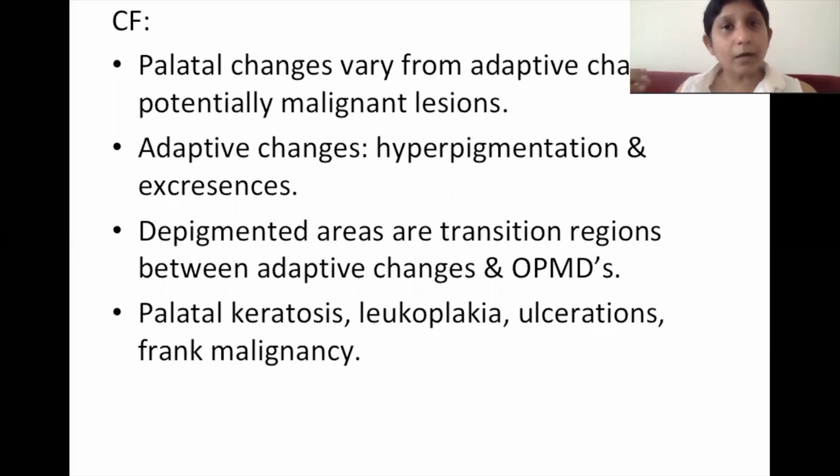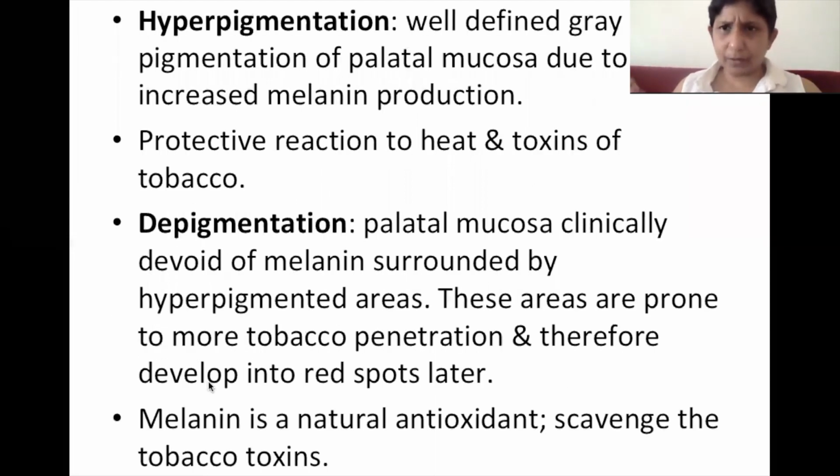So there'll be areas of depigmentation. The body's initial reaction will be pigmentation, and the next reaction will be depigmentation. Initially it will increase the amount of melanin, and then it will reduce the amount of melanin. So you will see areas which are white in color, and areas which are dark black with melanin. The other things you'll find are palatal keratosis, a lot of white areas, palatal thick keratosis as you saw in the picture. You might find leukoplakic areas, ulcerations, and frank malignancy. So this is, by and large, a very dangerous lesion to have.